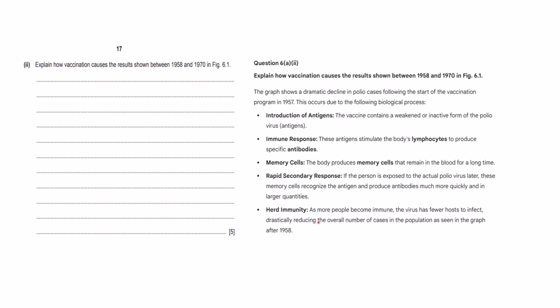Herd immunity. As more people become immune, the virus has fewer hosts to infect, drastically reducing the overall number of cases in the population, as seen in the graph after 1958.